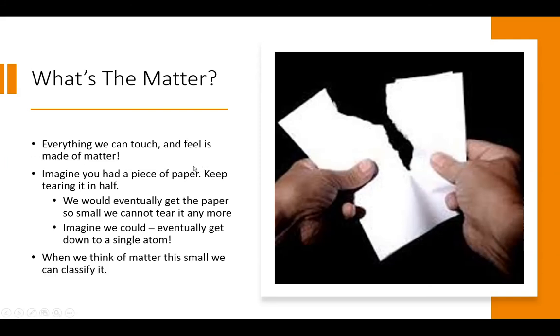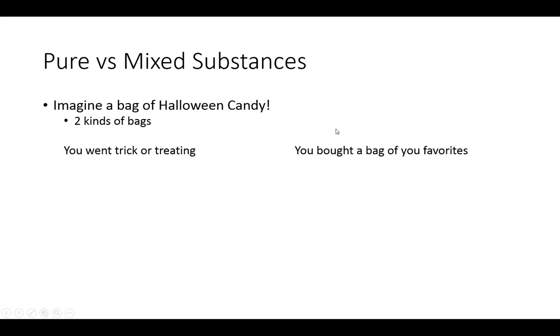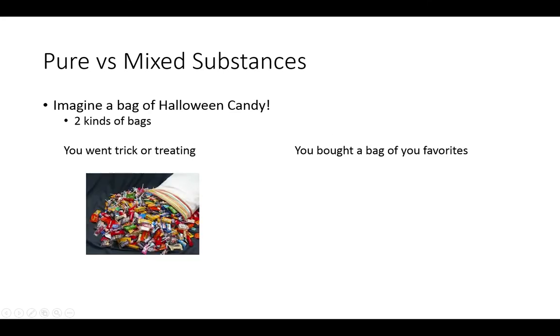When we think of matter this small, we can classify it. So there's two types of classification of matter we're going to look at, pure versus mixed. Imagine a bag of Halloween candy. There's generally two kinds of bags that you can have. The first one is you went trick-or-treating, and it'd be a bag with a variety of candy. You go to different people's houses, they all buy from different places, and they give you each one piece of their candy. It is a big mixed bag of candy.